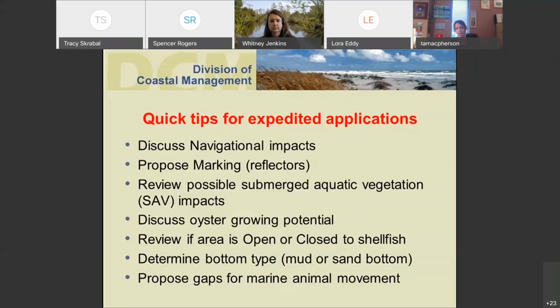You absolutely want to propose gaps for marine animal movement. Again, that's 5-foot gaps for every 100 feet. These are meant to be living environments to encompass what's already there. Living shoreline, they're called that for a reason. We're looking at ecosystem benefits. We're creating wetland areas while reducing wave action and erosion. So lots of things to consider, and some of these are going to be required by regulation.